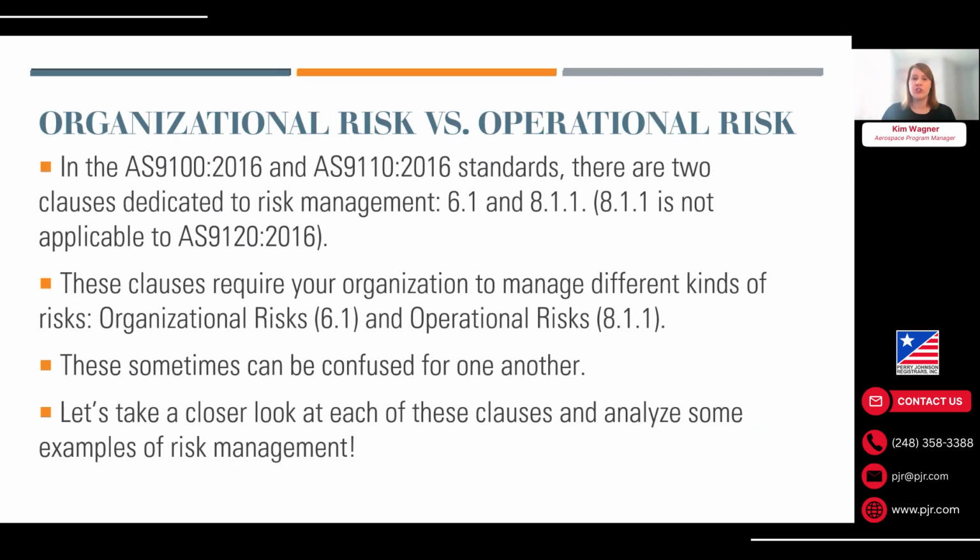Sometimes we see organizations that are doing a really great job with their operational risk management. They have a really thorough process that's part of their contract review process. They're looking at risks for each job. It's fantastic, but they've forgotten about the organizational risk management portion of 6.1. So we're going to take a closer look at these clauses, and then we're going to look at some examples of different risks that fall into these two different categories.